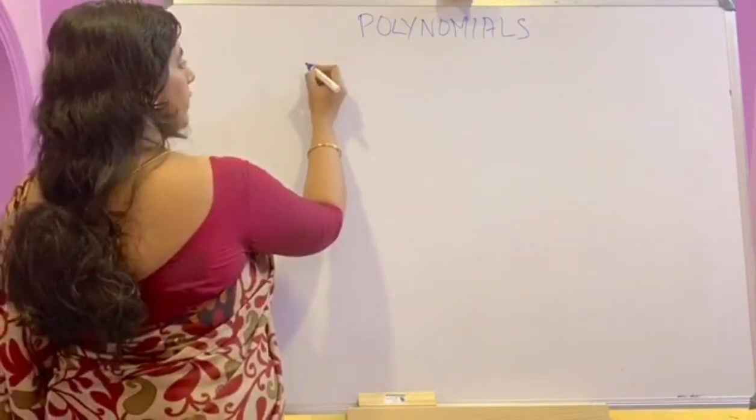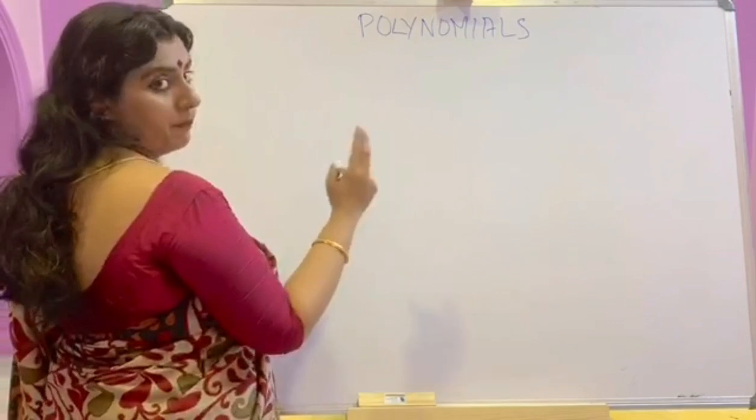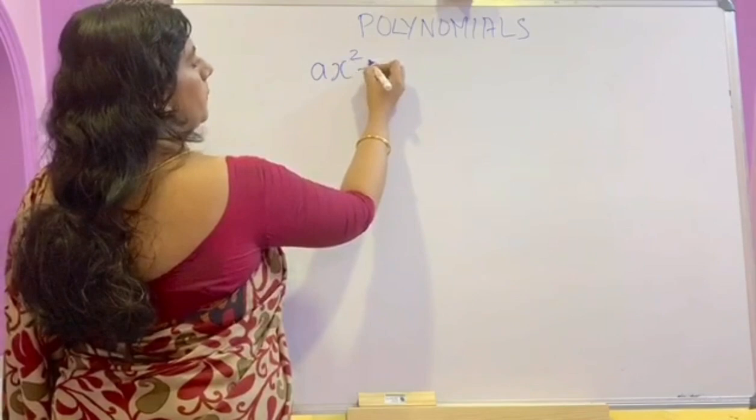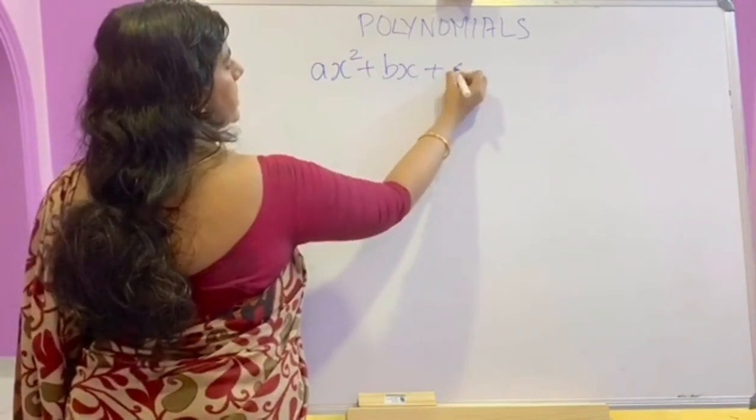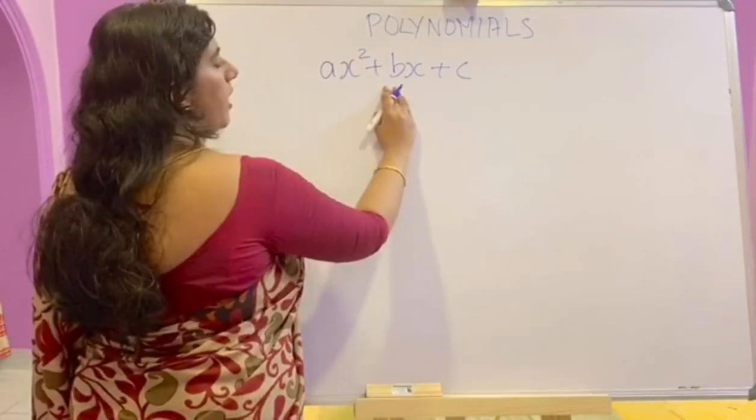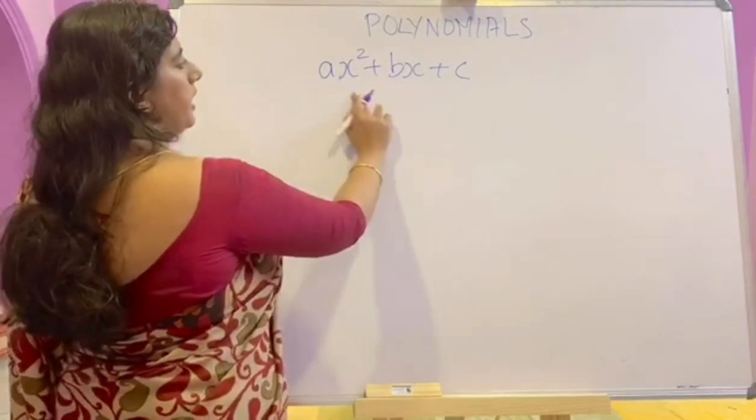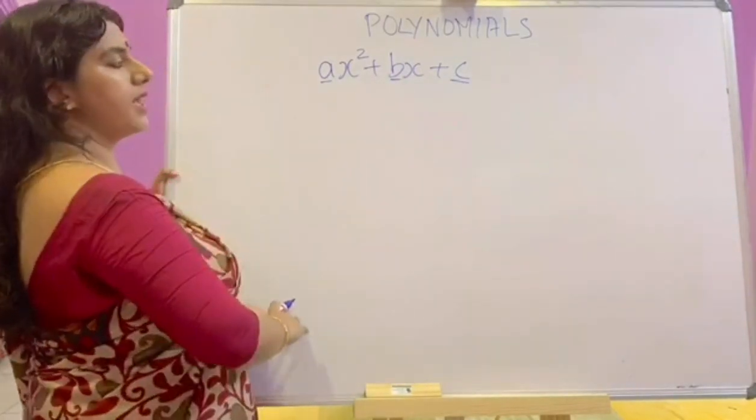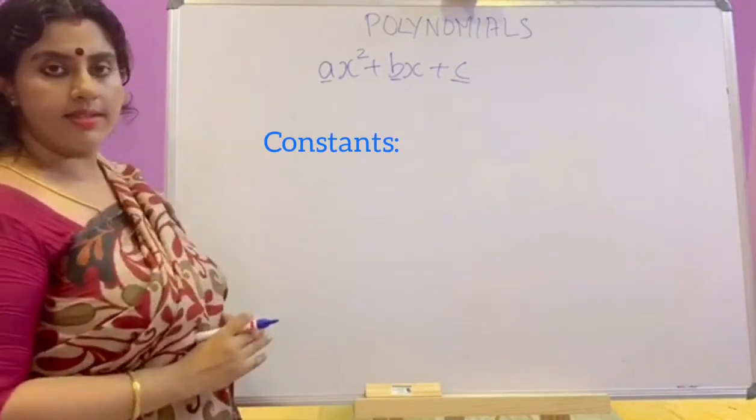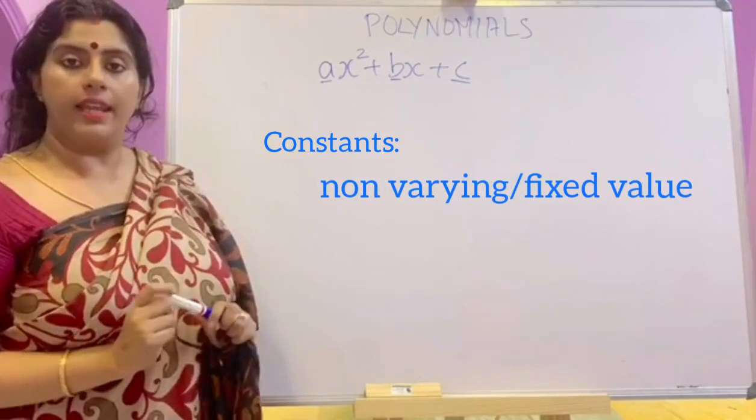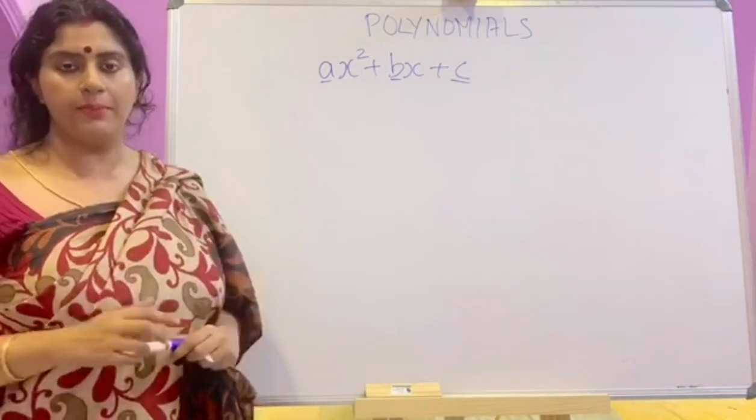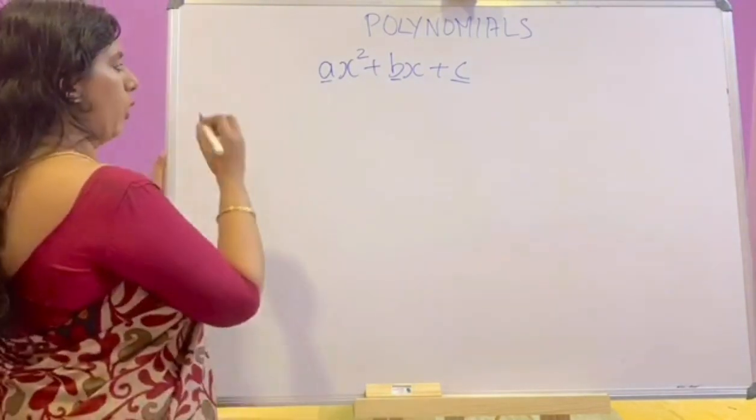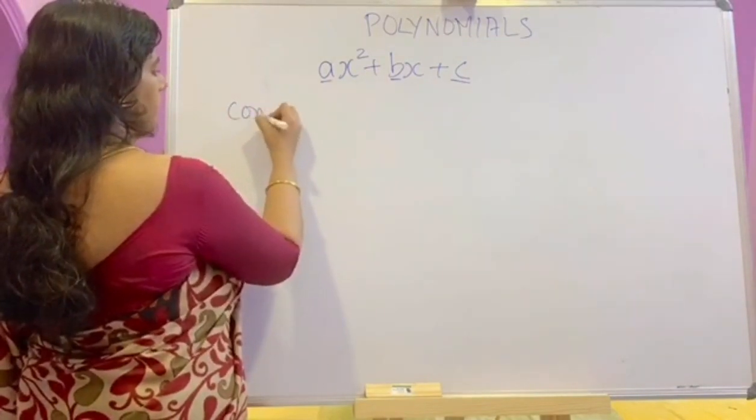The general form of a 2nd degree polynomial will be ax raised to 2 plus bx plus c. Now we can look at what is included in a polynomial. Here you can see a, b and c. These are all constants. Constants means their value will never change. Example, all the numbers. 5. The value of 5 is always 5. So a polynomial must have a constant.